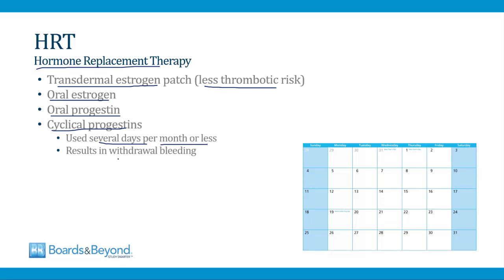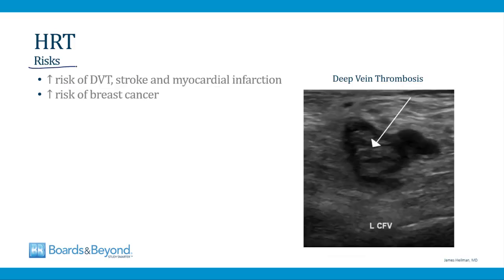The way this works is when the woman takes the progestins and they wash out, she will have withdrawal bleeding and shed the endometrial lining, and this will prevent the development of endometrial hyperplasia and carcinoma. And so it's been shown that in order to have protection against endometrial hyperplasia and carcinoma, women only need to take progestins several days per month or even less frequently, and so many women do this to avoid having to take progestins every day.